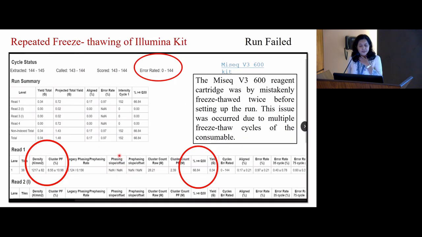Even repeated freeze thaw of the Illumina kits can affect your runs. One time it happened with us that we had run a MiSeq V3 reagent cartridge and it was thawed two times before loading the library. Because whenever we have to load the library onto the kit, we have to thaw it properly, because the reagents are inside the kit only. So with this repeated freeze thaw, the run failed with the error.